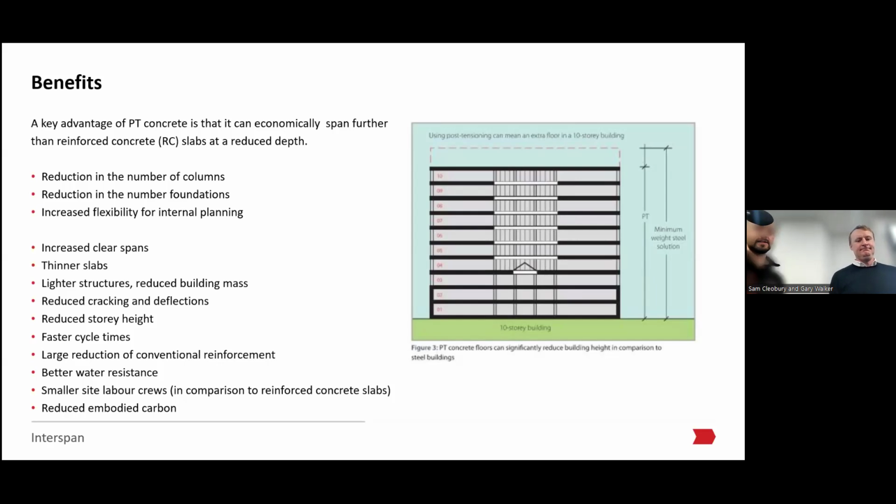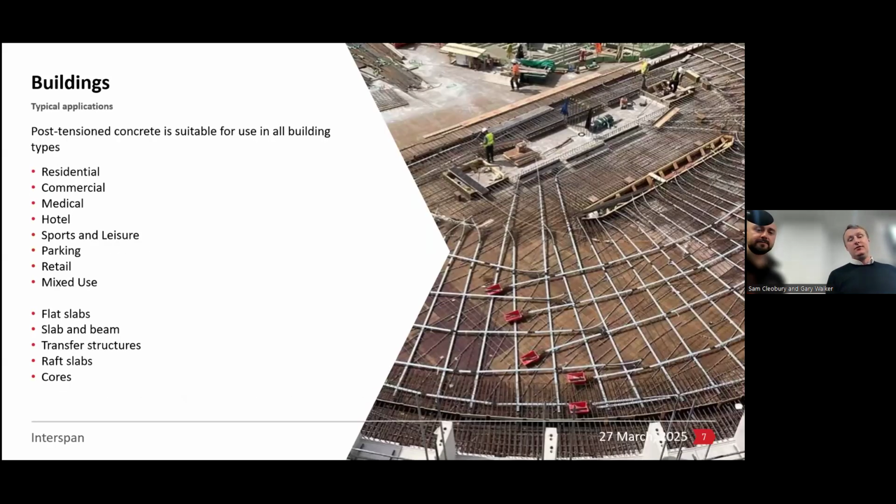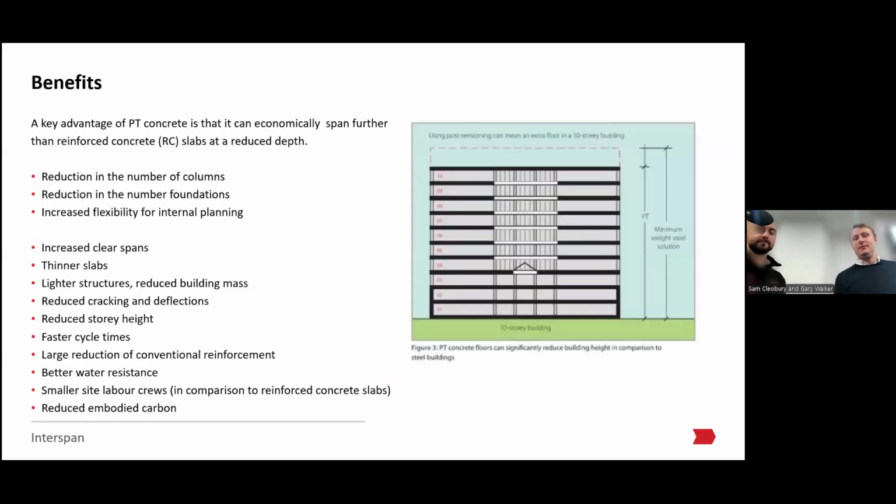And then you've got less to install, a smaller labour crew, and as a result of having thinner slabs and a reduction in reinforcement, we also end up with the added benefit of reduced embodied carbon on a PT. Yeah, reduced reinforcement and the reduction in volume of concrete used in a building compared to conventional RC. That's where we get the biggest embodied carbon savings, and we've got a couple of examples of that later on in the presentation.